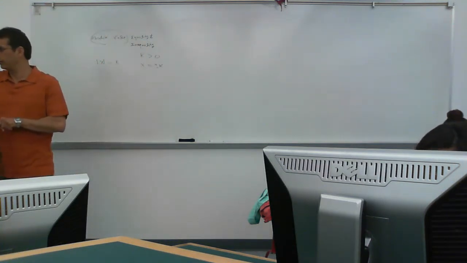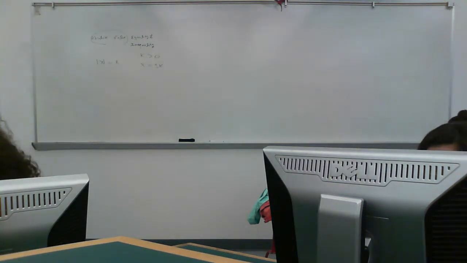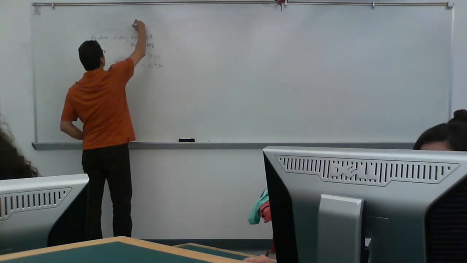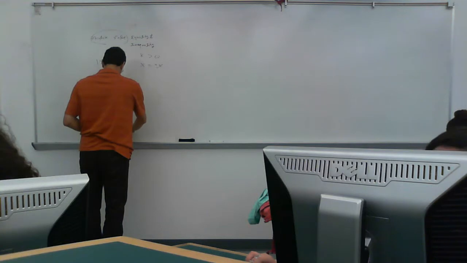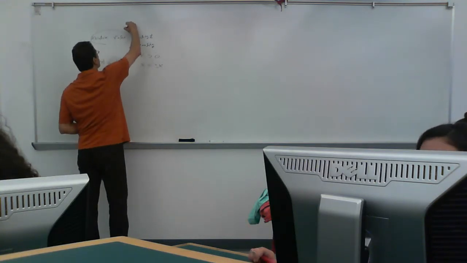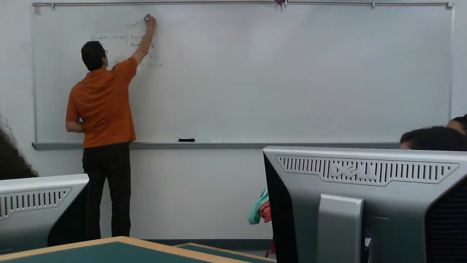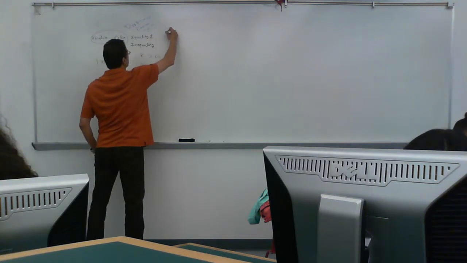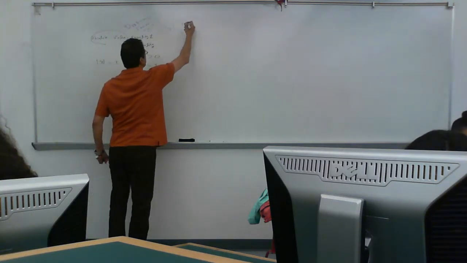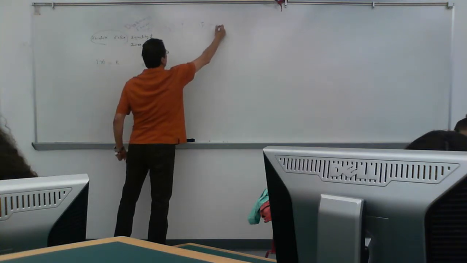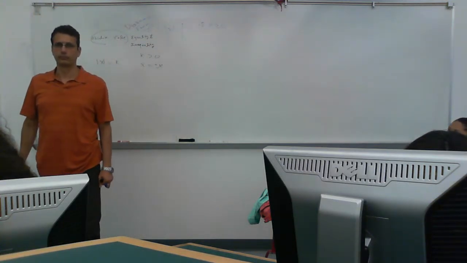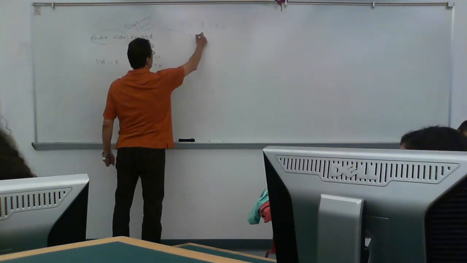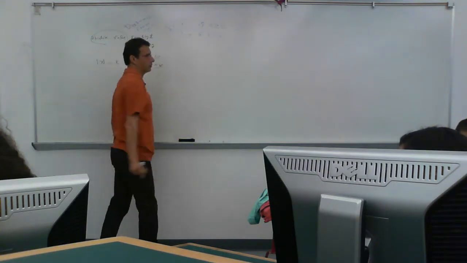Absolute value is known to be distance from 0. What does it mean? Here's how we define it. Absolute value of x is x if x is larger than or equal to 0. Absolute value of x is minus x if x is less than 0.